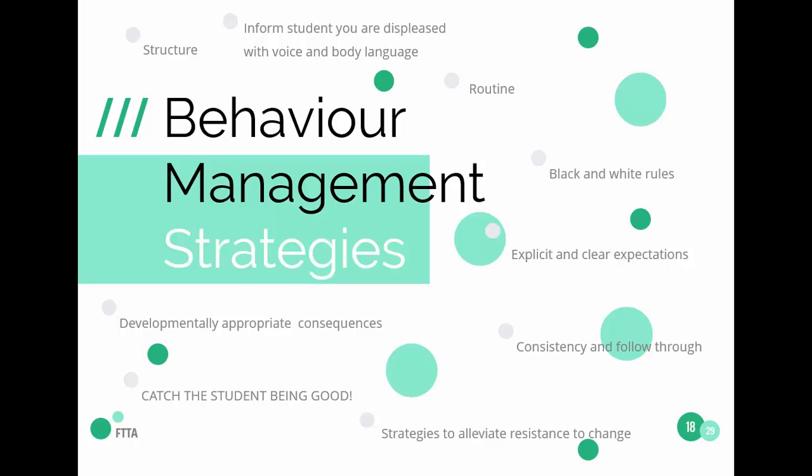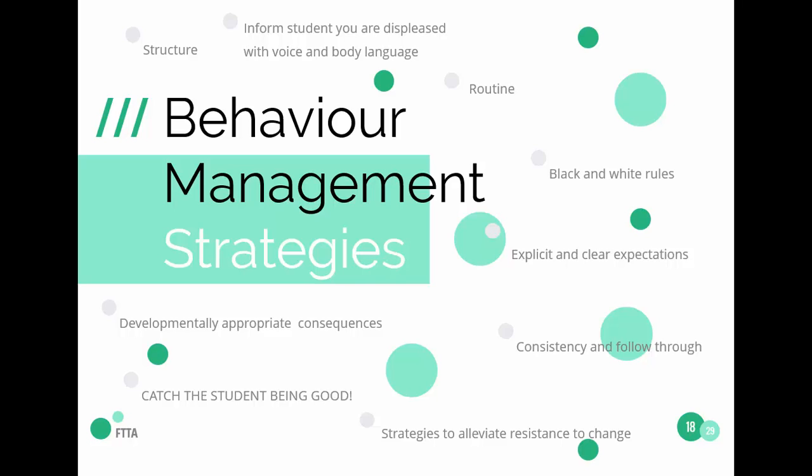Structure is very important. Inform the student that you are displeased by using your voice and your body language. So you've got those basic bump 1 and bump 2 type things. Read through the lectures there. Have a look at those lectures, the bump 1, bump 2 type stuff. Very, very important cornerstone of behaviour management. Explicit and clear expectations. Catch the student being good. Positive reinforcement, that's called. Consistency and follow through.